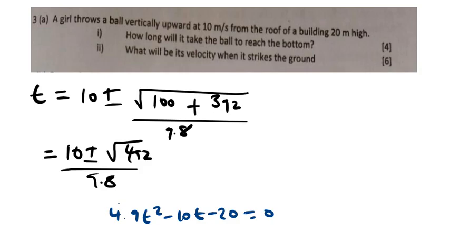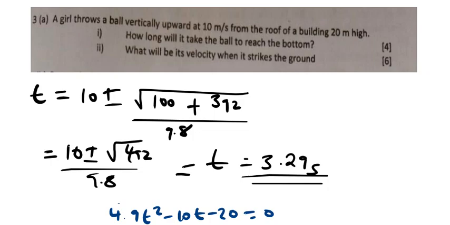divided by 9.8. What am I getting? So I'm getting t to be equal to 3.29 seconds. So basically that is how long the ball is going to take to reach the bottom. So t is equal to 3.29 seconds.